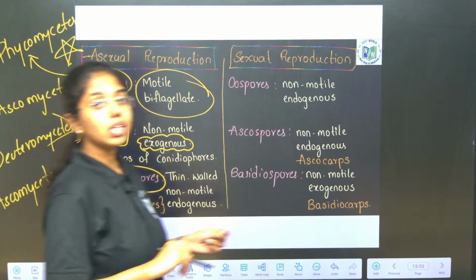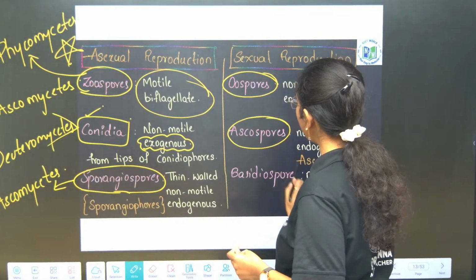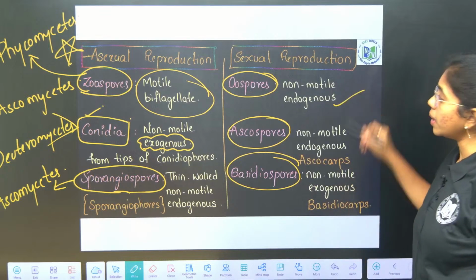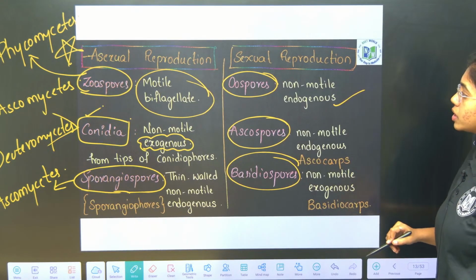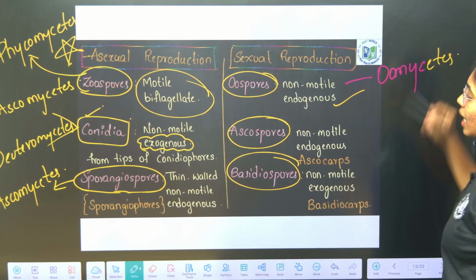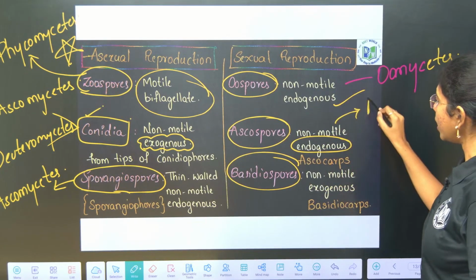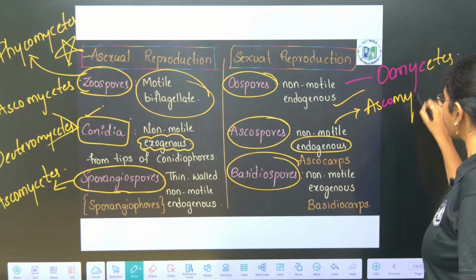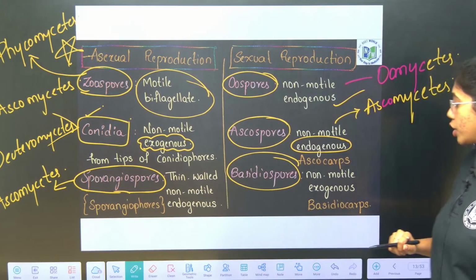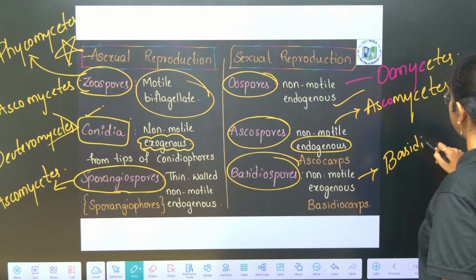Fine, right? Here you see the sexual mode of reproduction. Sexual reproduction is through oospores, ascospores and basidiospores. Oospores are non-motile and endogenously produced. This you will see in oomycetes. Ascospores are endogenously released sexual spores observed in Ascomycetes. Basidiospores are the only exogenously released sexual spores which are non-motile, again observed in the class Basidiomycetes.